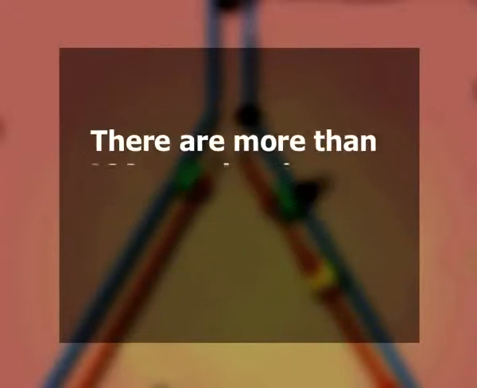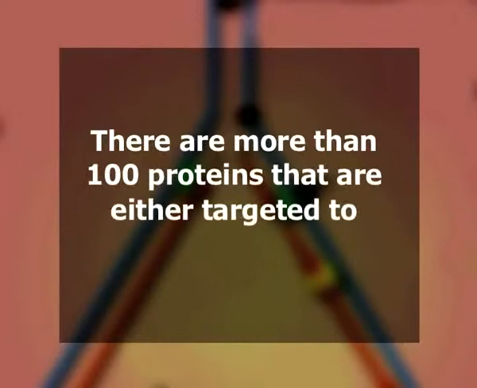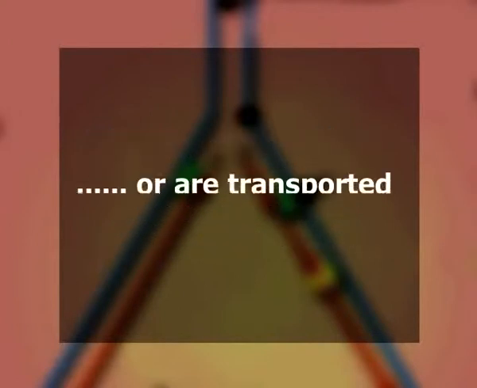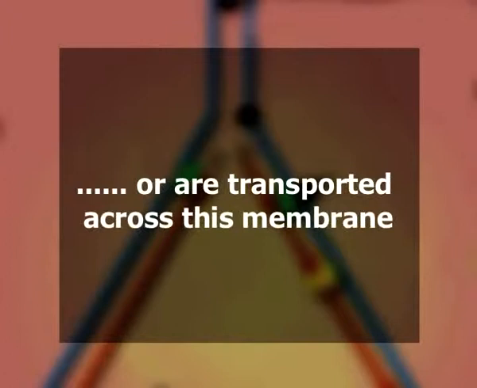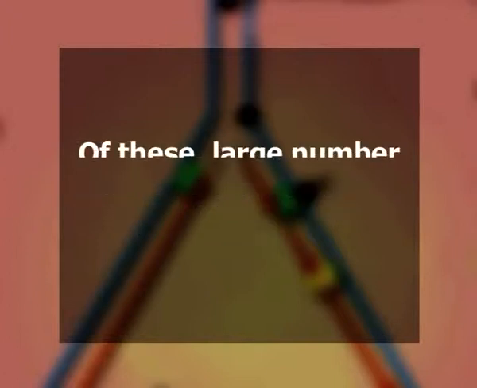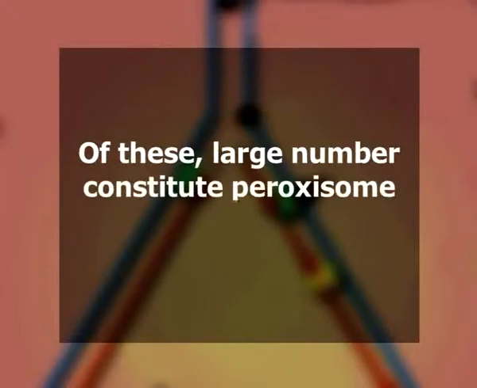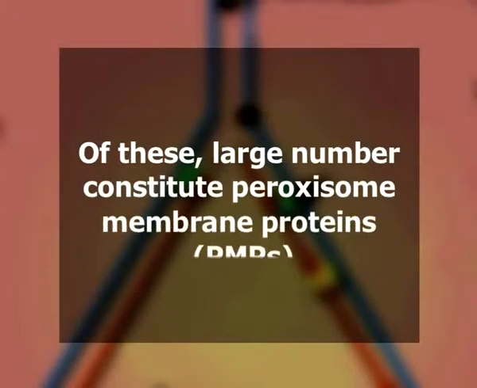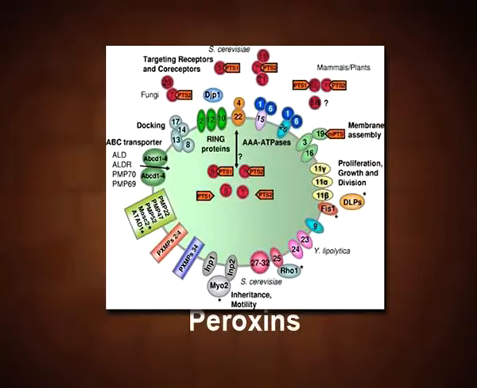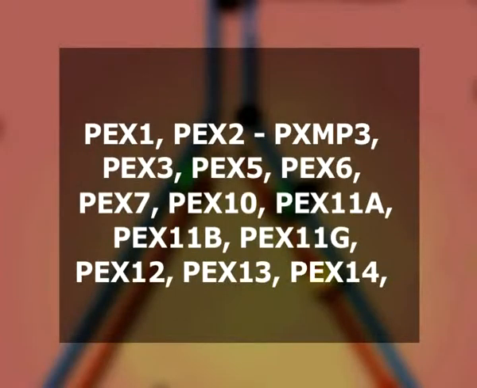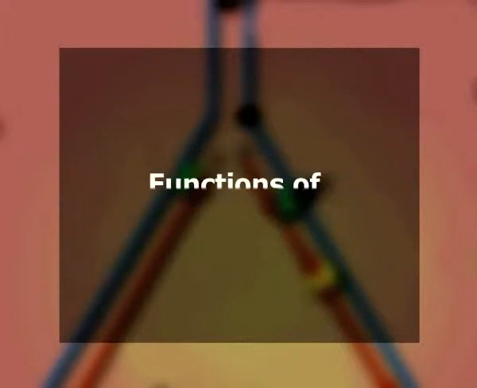There are more than 100 proteins that are either targeted to the peroxisomal membrane or are transported across this membrane. Of these, a large number constitute peroxisome membrane proteins (PMPs), and at least 32 known peroxisomal proteins called peroxins, which participate in the process of peroxisome assembly. Some of the genes that encode these peroxins include functions of peroxisomes.